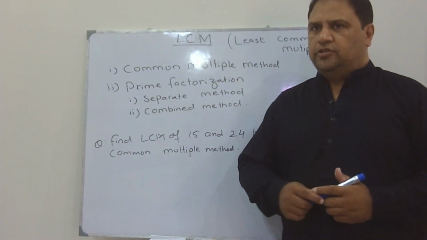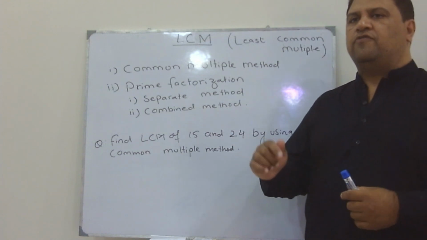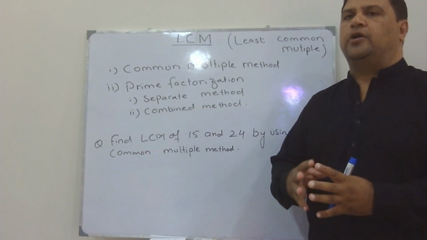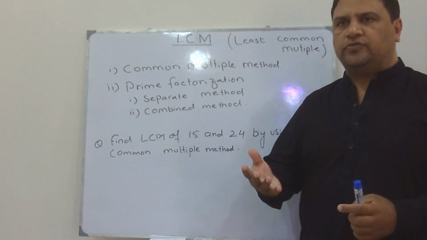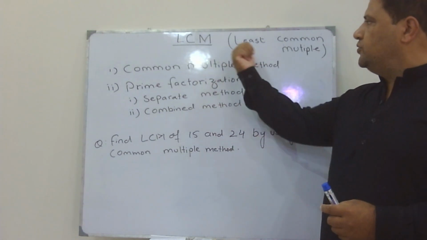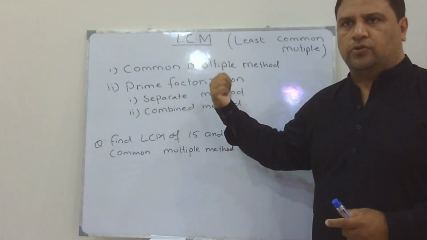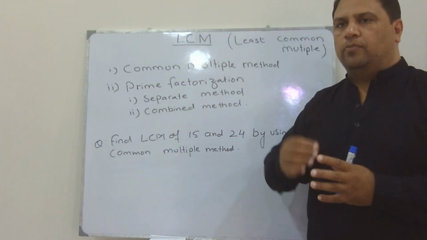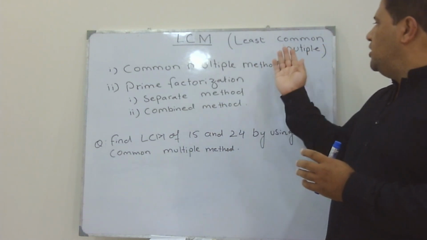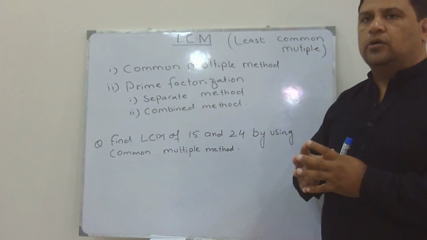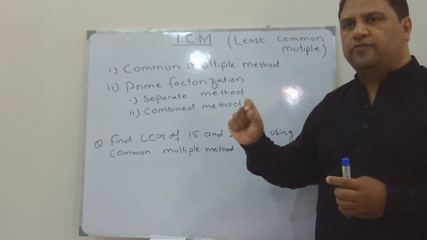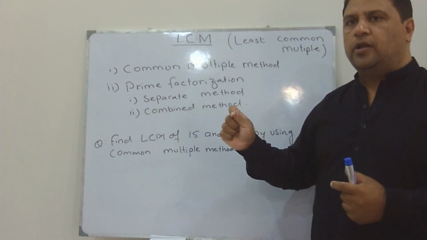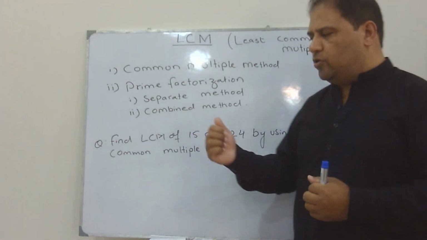Opposite to the HCF. In HCF, when we have multiple common factors, we find the greatest factor. But in LCM, as you see, the least is the smallest. So if we have multiple common multiples, then we always choose the first one. The first common multiple is basically the LCM of the given two values.